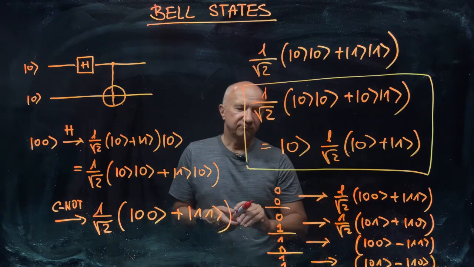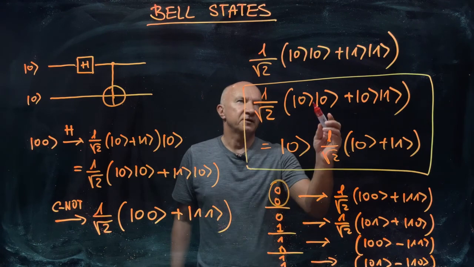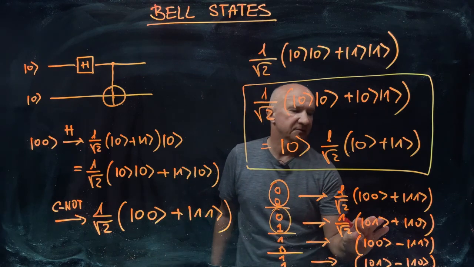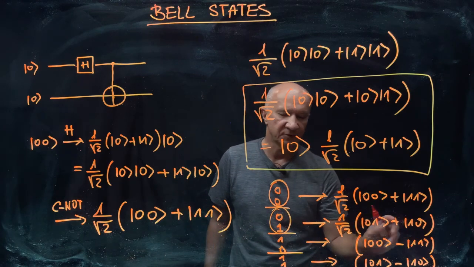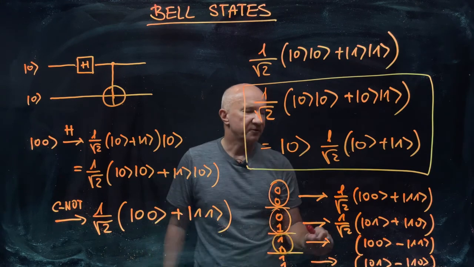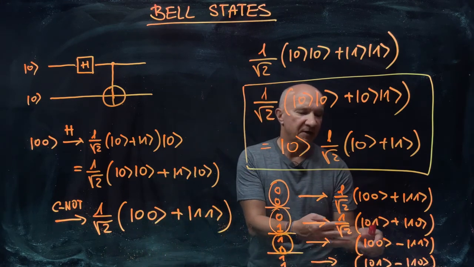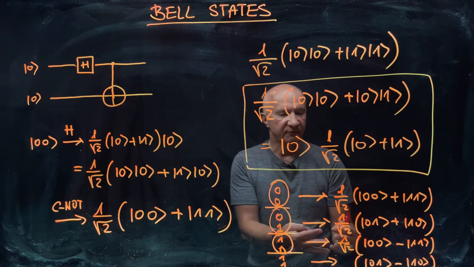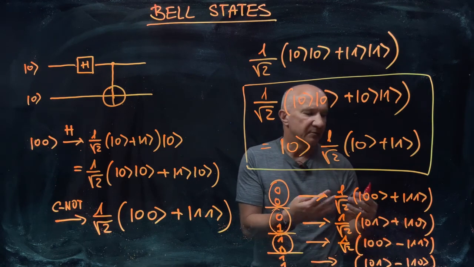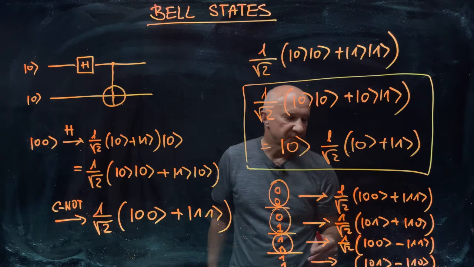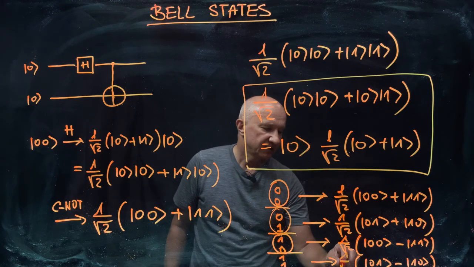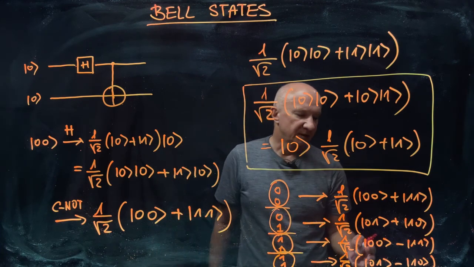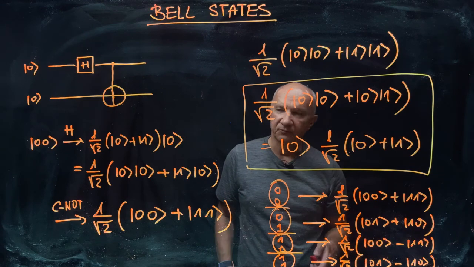So you see, input 0, 0 generates this state, input 0, 1 generates an equally weighted superposition of 0, 1 plus 1, 0. Input 1, 0 generates an equally weighted superposition, but this time state 0, 0 appears with probability amplitude 1 over square root of 2, and state 1, 1 appears with probability amplitude minus 1 over square root of 2. And finally, the input 1, 1 generates the state 1 over square root of 2, 0, 1 minus 1, 0.